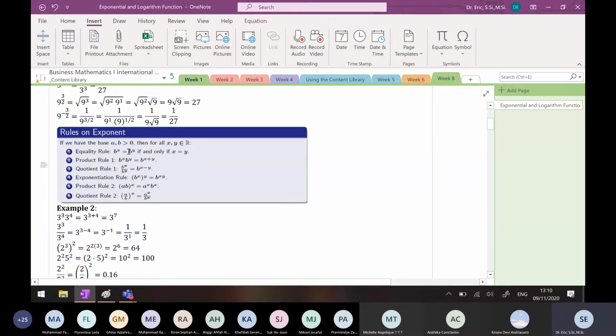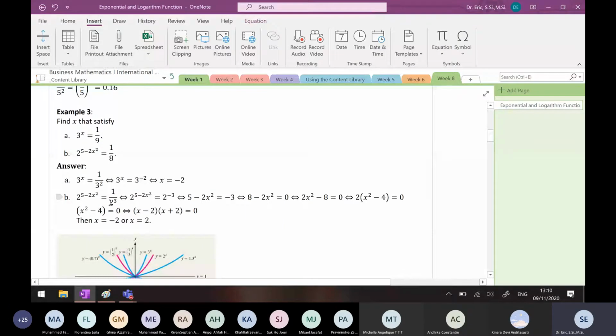So if you have this one, 2 times 5 minus 2x squared equals 1 over 8. 1 over 8 is 1 divided by 2 to the power of 3. What is 1 divided by 2 cubed? This is the same as 2 to the power of minus 3. And the base is the same, 2 and 2. So I have 5 minus 2x squared equals minus 3. This one.